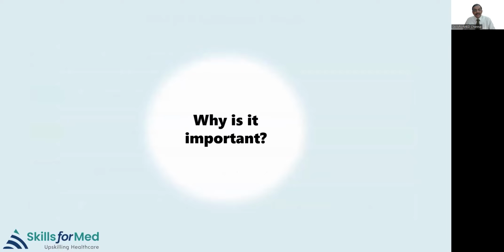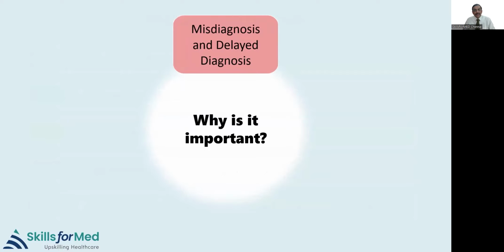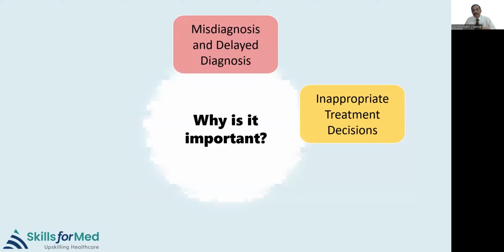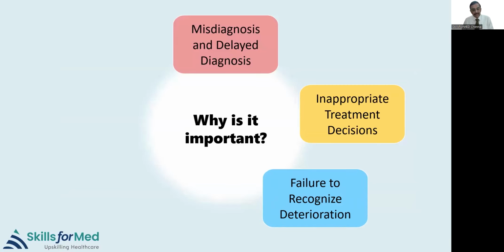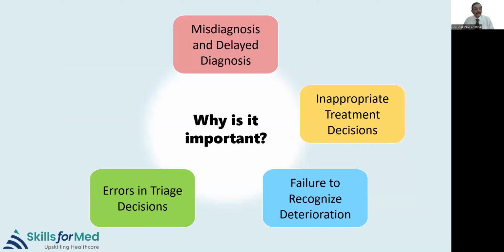So why is it so important to know about these errors? Because errors will cause misdiagnosis and delayed diagnosis, which we don't want to have. Inappropriate treatment decisions, because the values are different, especially BP. You may brand somebody as hypertensive and start them on treatment or not start treatment at all. So inappropriate treatment decisions is another aspect why it's important not to make errors. Failure to recognize deterioration, especially in a patient who suddenly turns around and you don't document it properly. Errors in triage decisions, especially in emergency, that can happen.